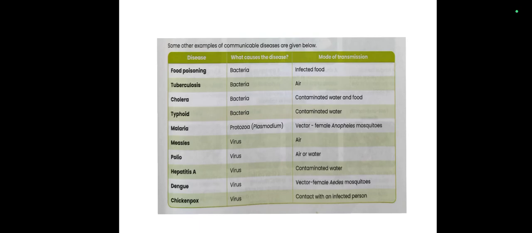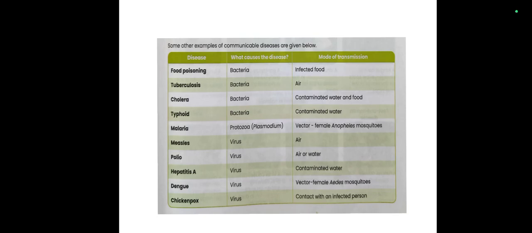Malaria, a very important topic. Malaria is caused by protozoa, and the mode of transmission is the female Anopheles mosquito. Next point is measles. Measles is caused by a virus, and the mode of transmission is air. Another point is polio. It is also caused by a virus. The mode of transmission is air or water. You must remember the Pulse Polio Abhiyan.